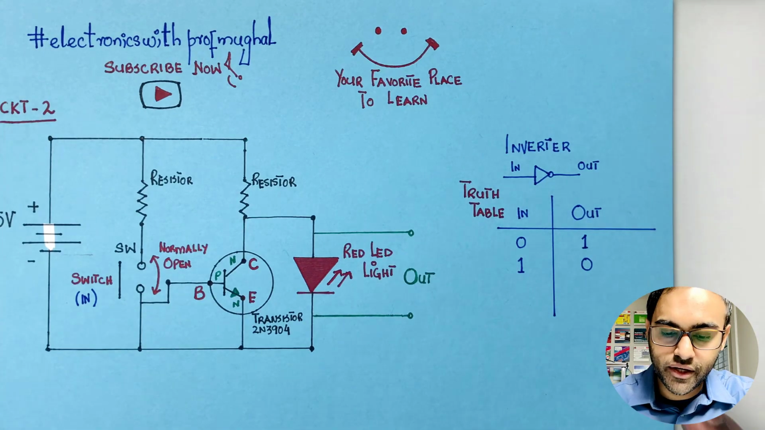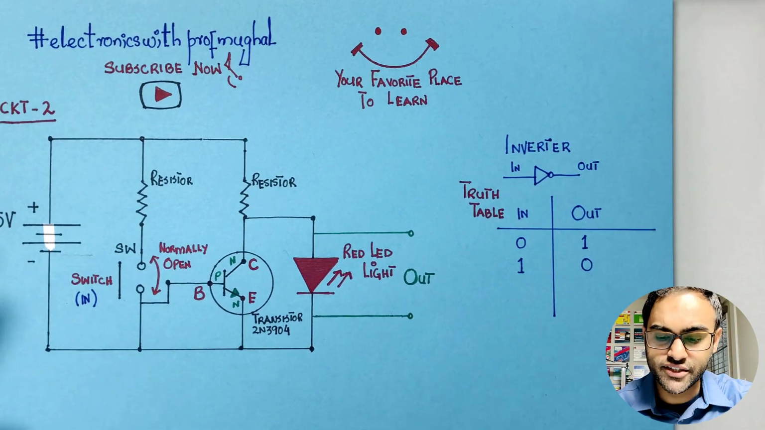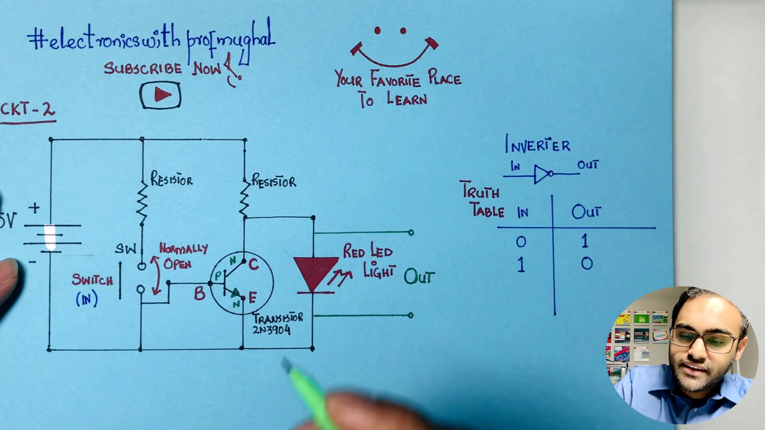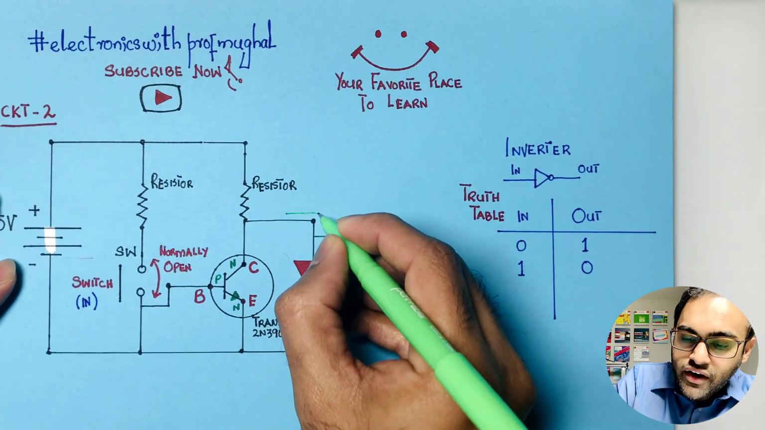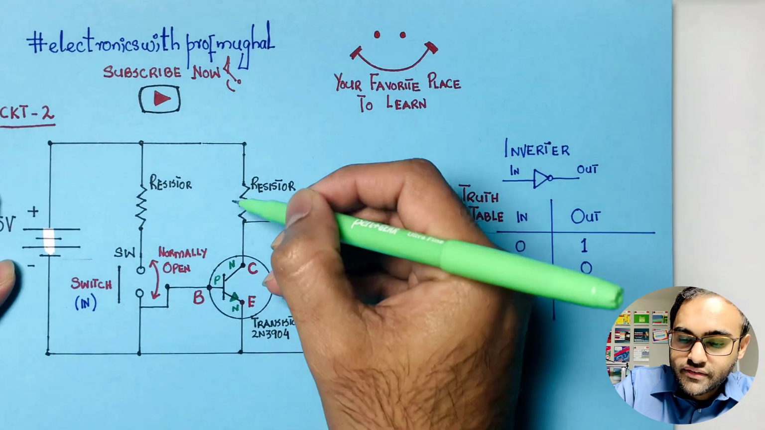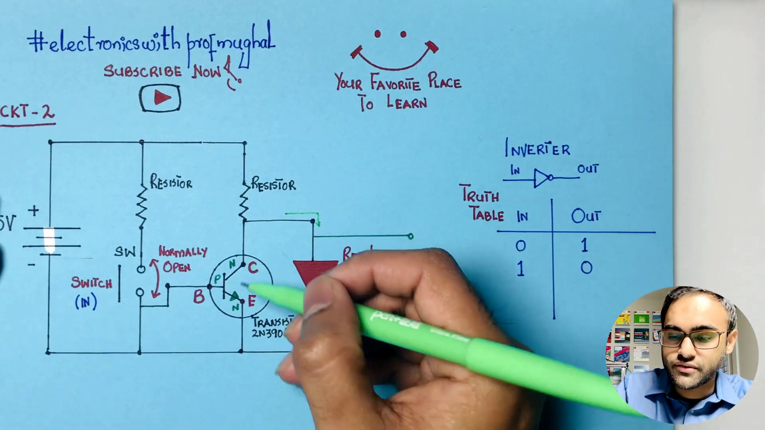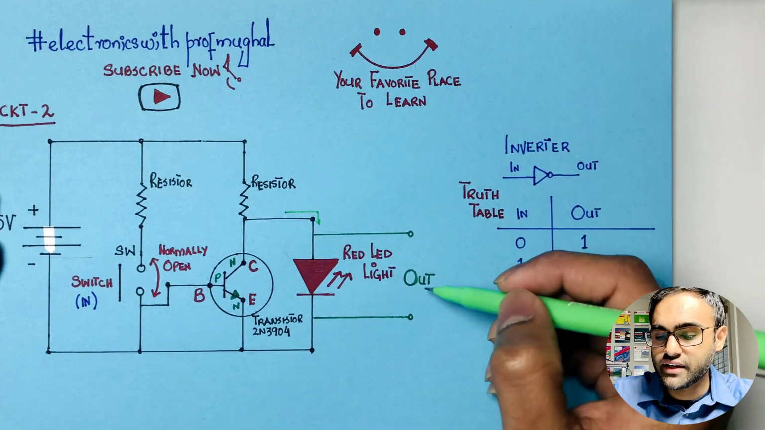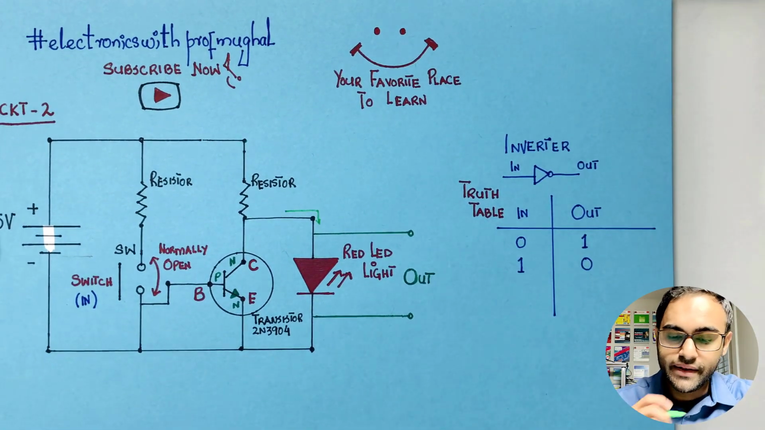What's happening over here? I've made little changes to this circuit. The only change from the previous circuit is that this LED is now not in series with the resistor and the collector terminal of the transistor, but it's actually in parallel. Okay, and the voltage across that we consider as the output. Now what's going to happen?